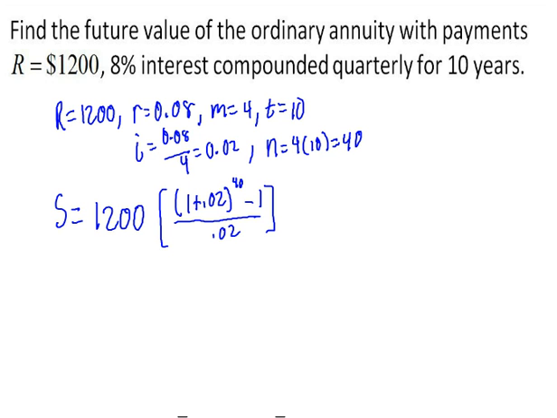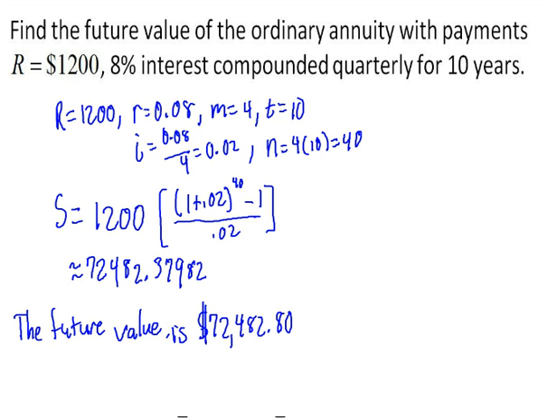Now we add the 1 plus the 0.02, so we have 1.02 raised to the 40th, minus 1, divide that by 0.02, and then multiply that by the 1,200 using a calculator. We'd get approximately 72,482.37982. Rounding this to 2 decimal places, we get the amount that would be in this account. The future value would be $72,482.80.